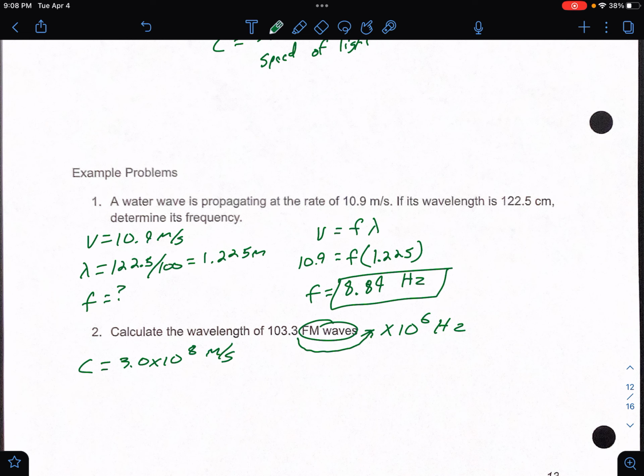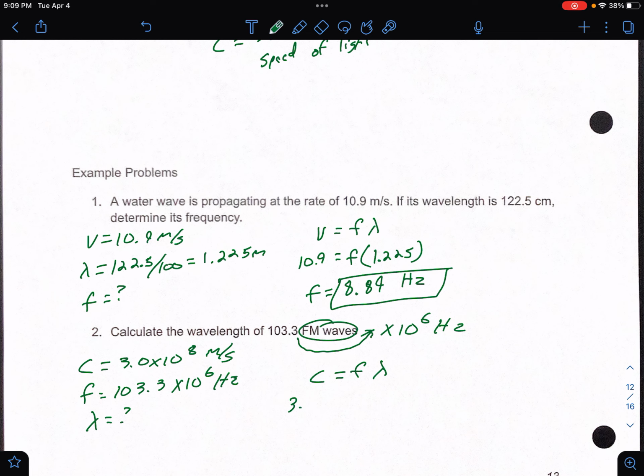So that's one thing you'll notice in the next video is how much I'm going to distinguish between normal waves and then actual EMR waves. That'll tell you which velocity to use or when to use 3.0 times 10 to the 8. So my frequency I'm going to do is 103.3, but I'm going to add that times 10 to the 6th to make it hertz. And then wavelength, I don't know, so that's your question mark. So we're going to use this c equals frequency times wavelength.